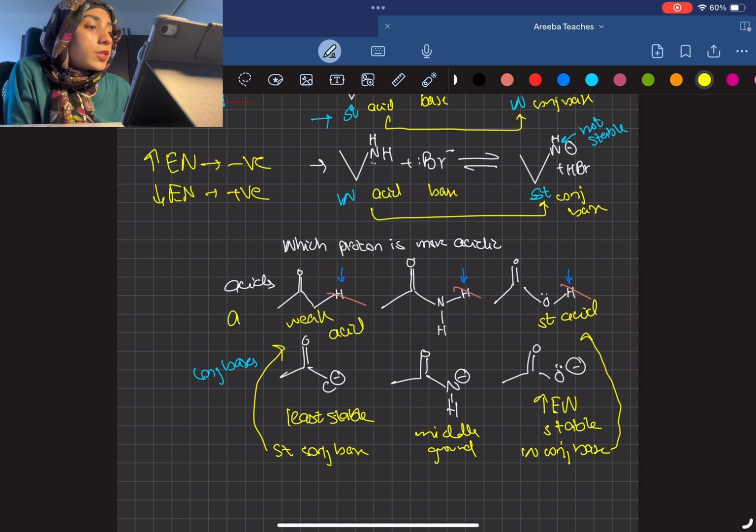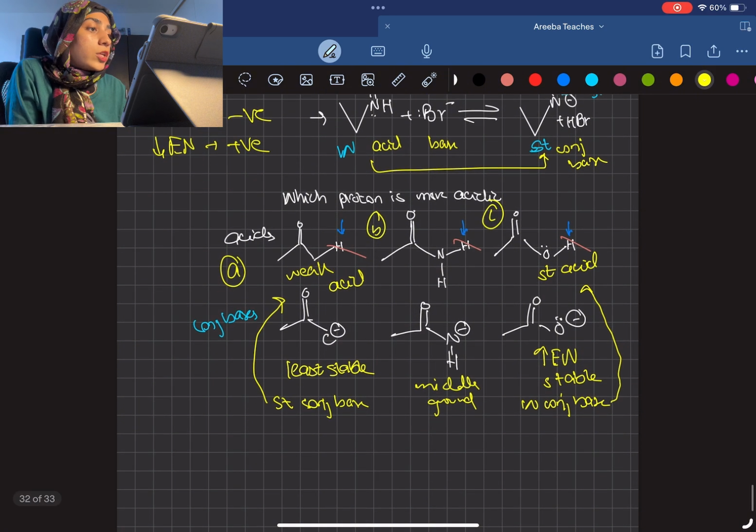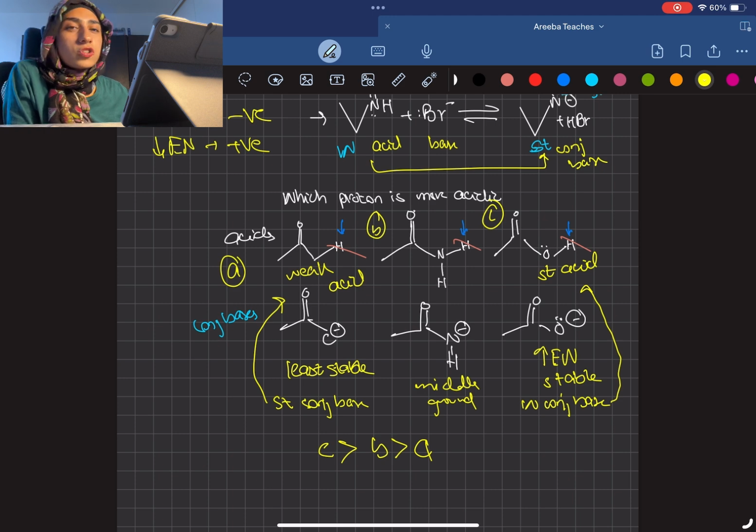So when you number them, let's say the structure is A, this is B, and this is C. When you want to mark which is the most acidic, C is the most acidic, and then comes B, and then comes A. C is your most acidic proton over here. This proton was the most acidic. You can also say the C structure is most acidic. That would be correct as well.